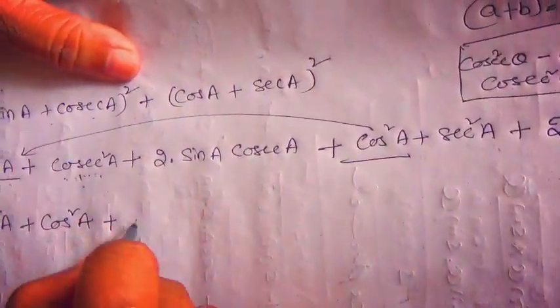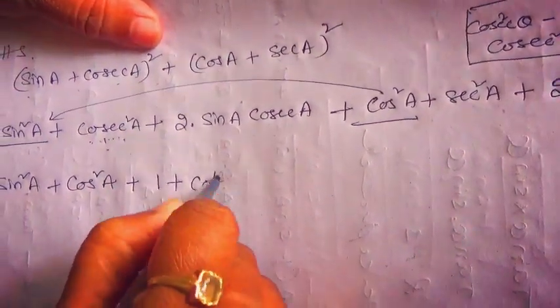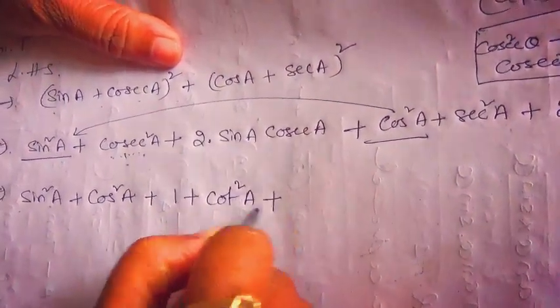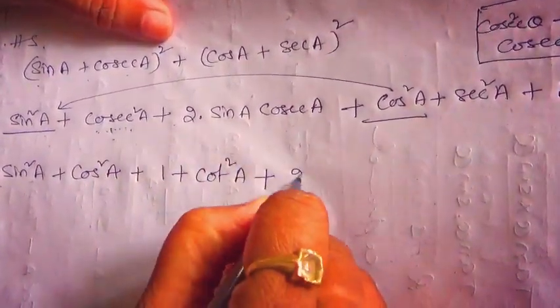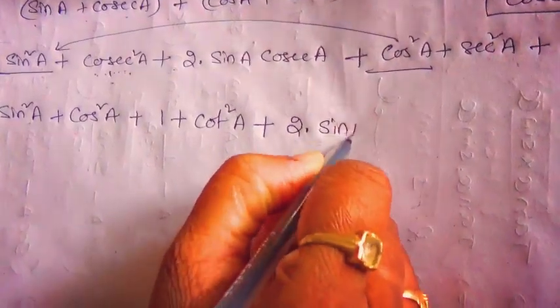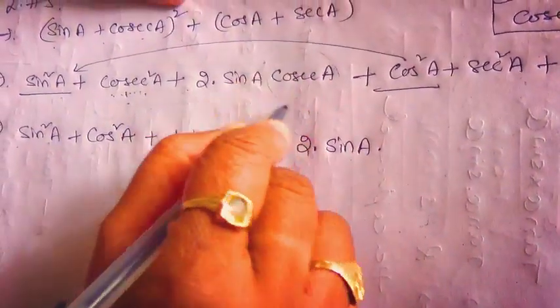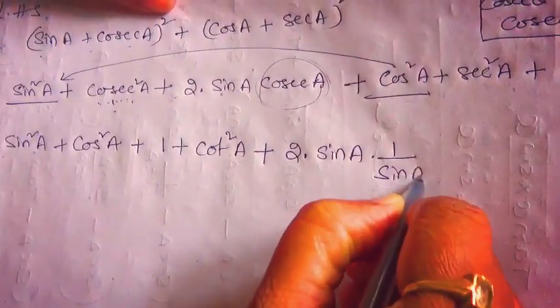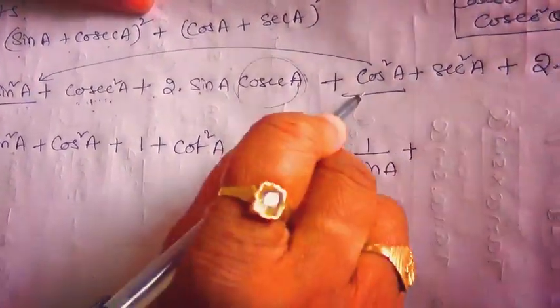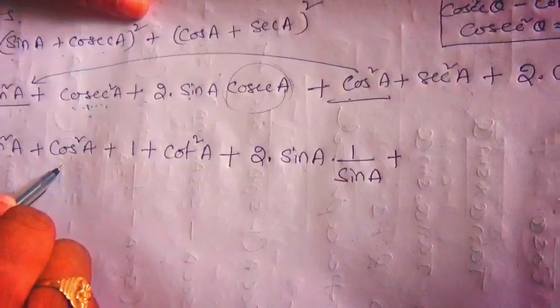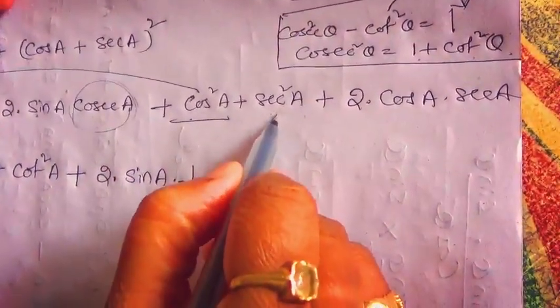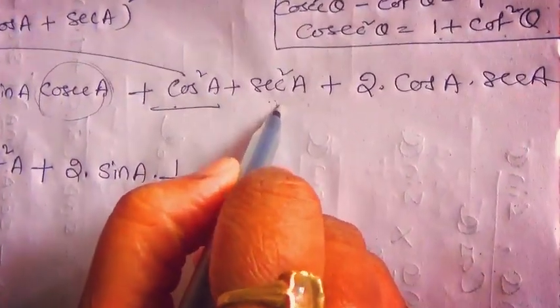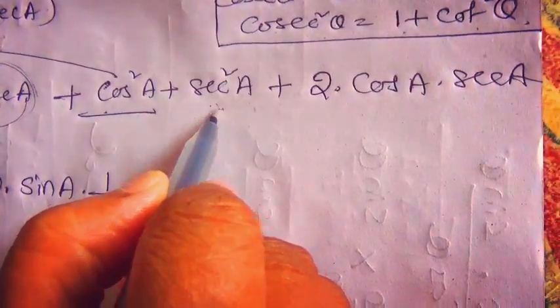So 1 plus cot square a, plus here, look at here, 2 sin a into cosecant a. Cosecant a means reciprocal of sin, so we can write it as 1 by sin. Plus, already we wrote this cos square a here. In the place of secant square a, you just look. One more trigonometric identity is there. What is that?